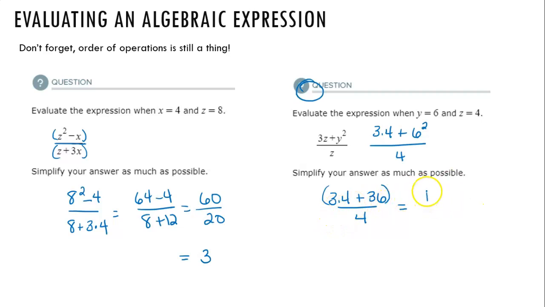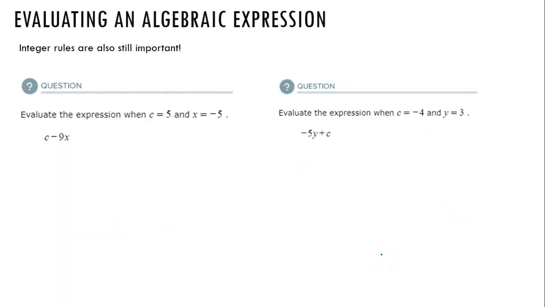We multiply before we add, so 3 times 4 is 12. That becomes 12 plus 36 divided by 4. 12 plus 36 becomes 48, and 48 divided by 4 becomes 12 for that one. Pause the video and try these on your own.